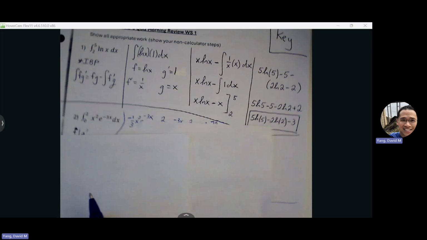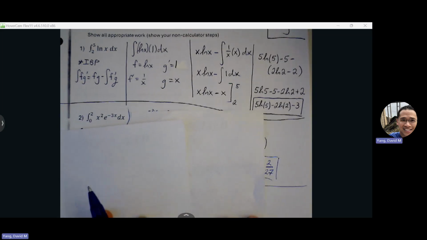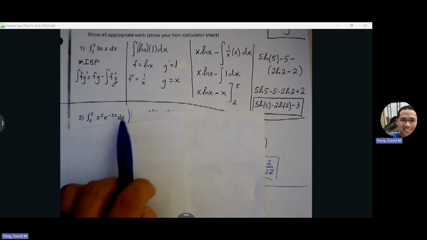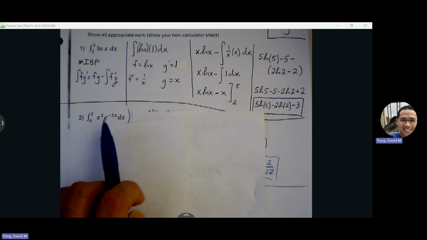Okay, number 2. U substitution is not going to work for this problem, so we're again relying on integration by parts, but now we can do tab method since there's no logs involved. X squared is our f, e to the negative 3x is our g prime.